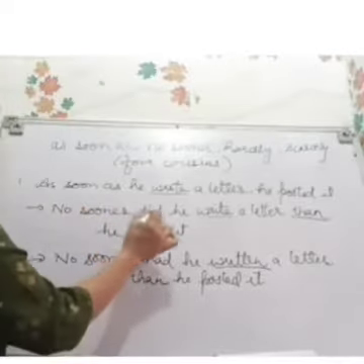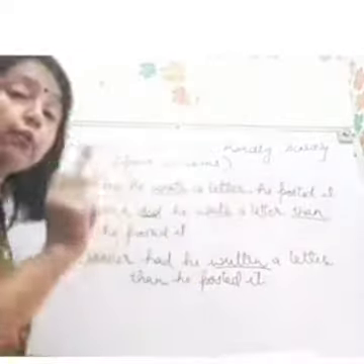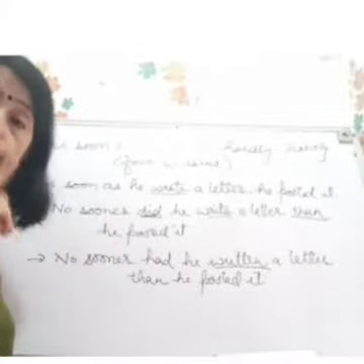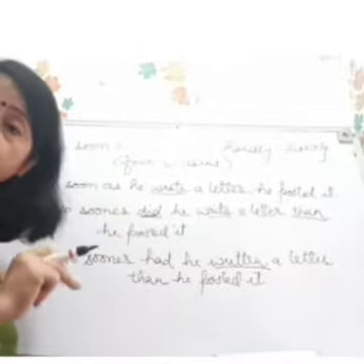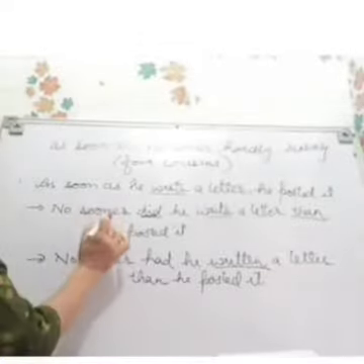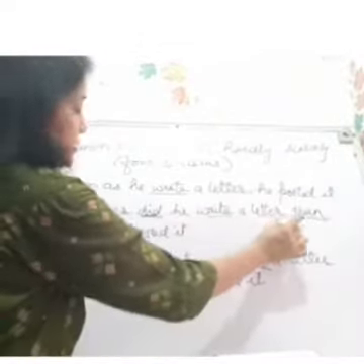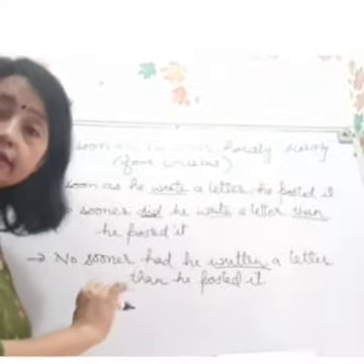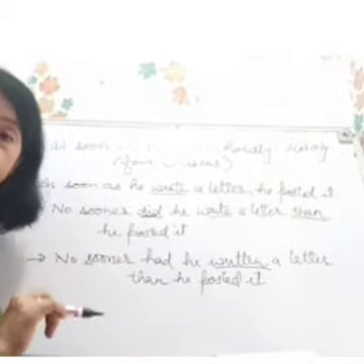First, "No sooner did he write a letter." When we use no sooner, remember it, we should not use a comma. In place of the comma, what do we have to use? "When." Okay. So, "No sooner did he write a letter, then he posted it." And "No sooner had he written a letter, then he posted it."